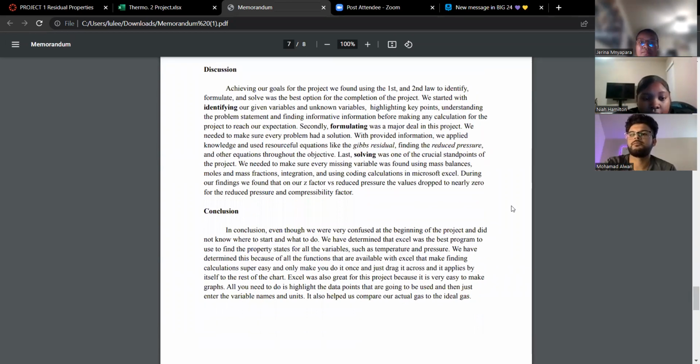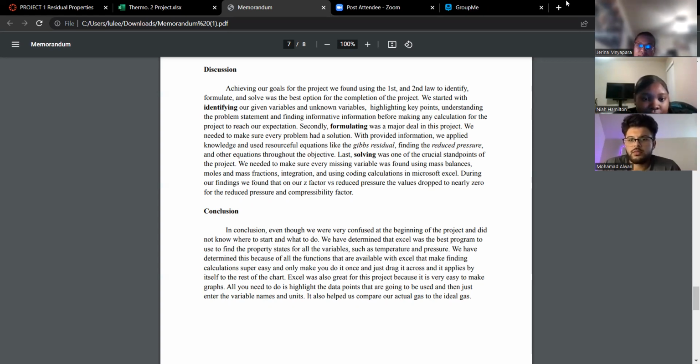And here is our discussion. Achieving our goals for the project, we found that using the first and second law to identify, formulate, and solve was the best option for the completion of the project. We started with identifying our given variables and unknown variables, highlighting key points, understanding the problem statement, and finding informative information before making any calculation for the project to reach our expectation.